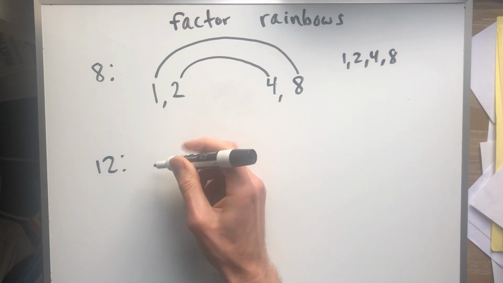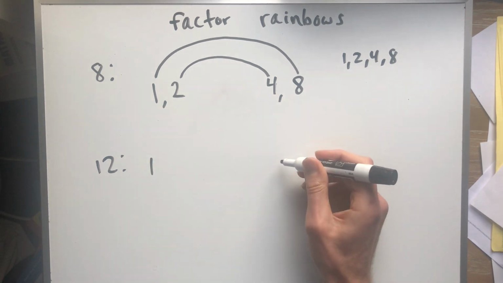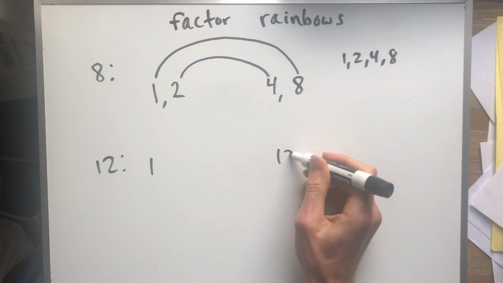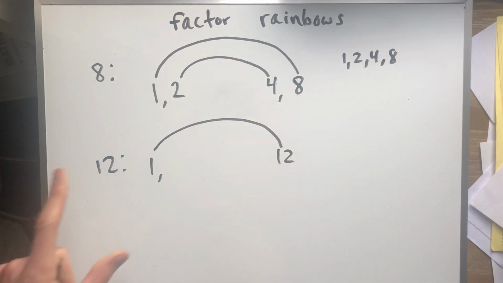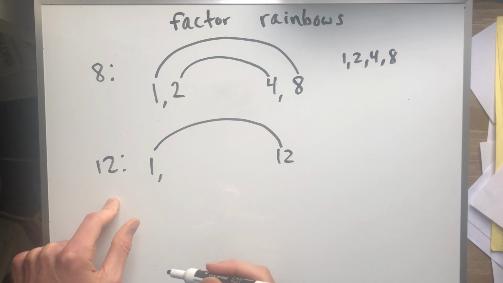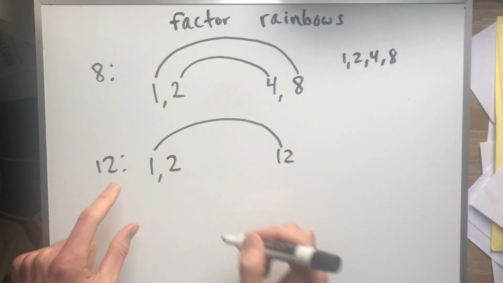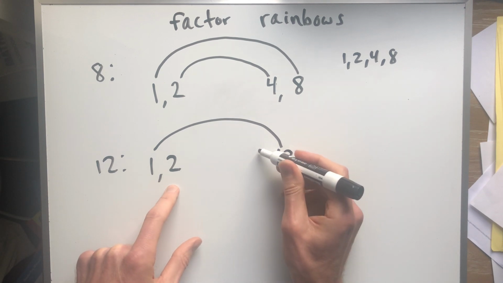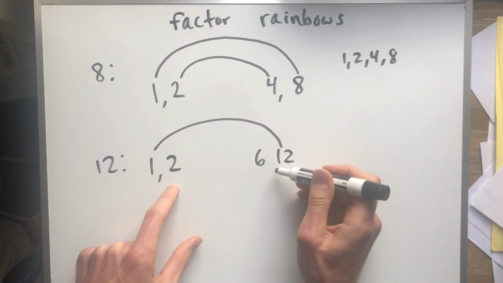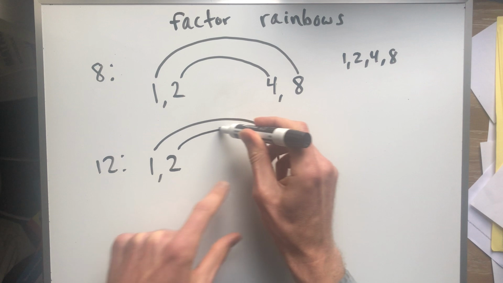The first one is 1 times the number itself, right? 1 times 12, that's 12. And then you go up and you think, okay, well, it's even, so I know for sure 2 is going to fit into it. 2 times what? 2 times 6. So you put the 6 on that side.